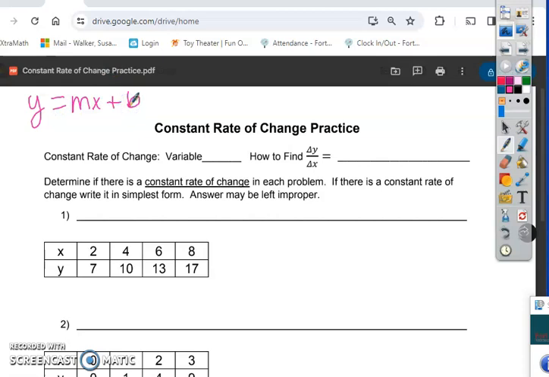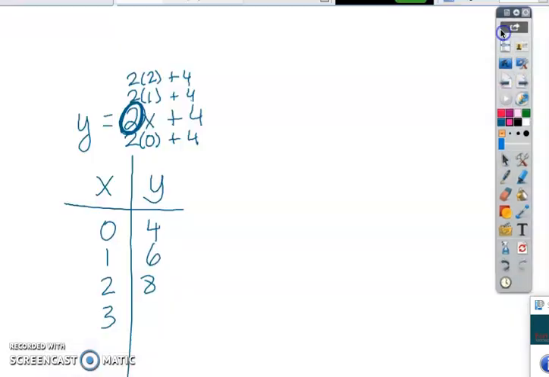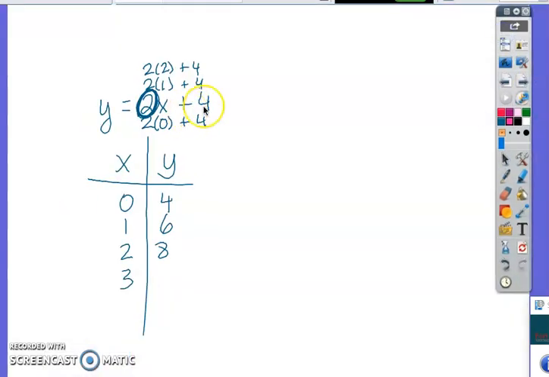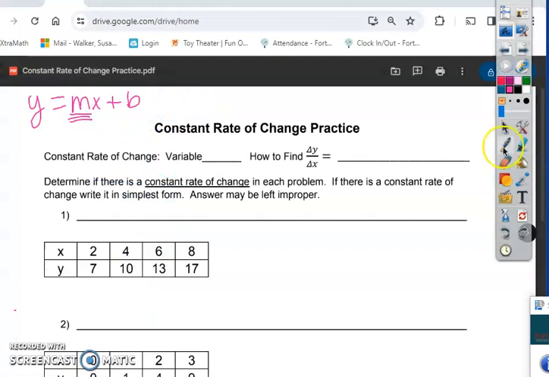I know that looks like a lot of craziness to you, but the m on that last one was 2, and the plus b was just that 4. B would be 4. Our job is to be able to put in m and b. Today our real focus is m, but I'm just going to show you the whole thing. The variable for constant rate of change is m. Remember we said the number in front of the x.